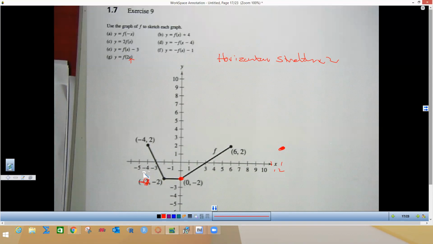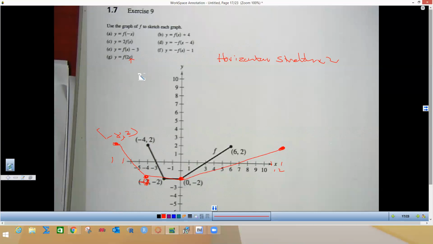Negative 4, 2. And then when I take that times 2, that comes out to, let's see, 6, 7, 8. Negative 8, 2. So when I connect this, I hope you see that that makes it look wider. And that's because we had a horizontal stretch, because it's multiplying the x by a number greater than 1.